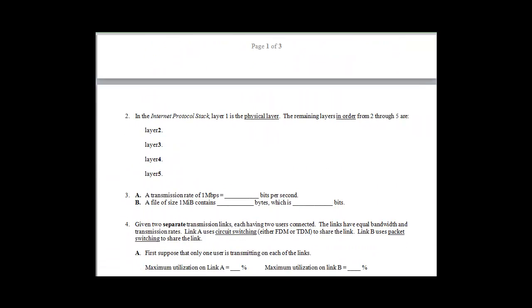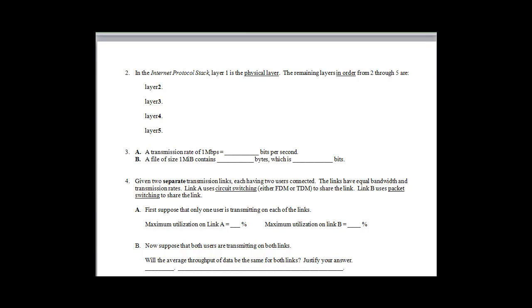Moving on, the next problem we had in the Internet Protocol stack: if layer 1 is the physical layer, what are the other 4 layers? So working our way up, we have the link layer, the network layer, the transport layer, and finally the application layer.